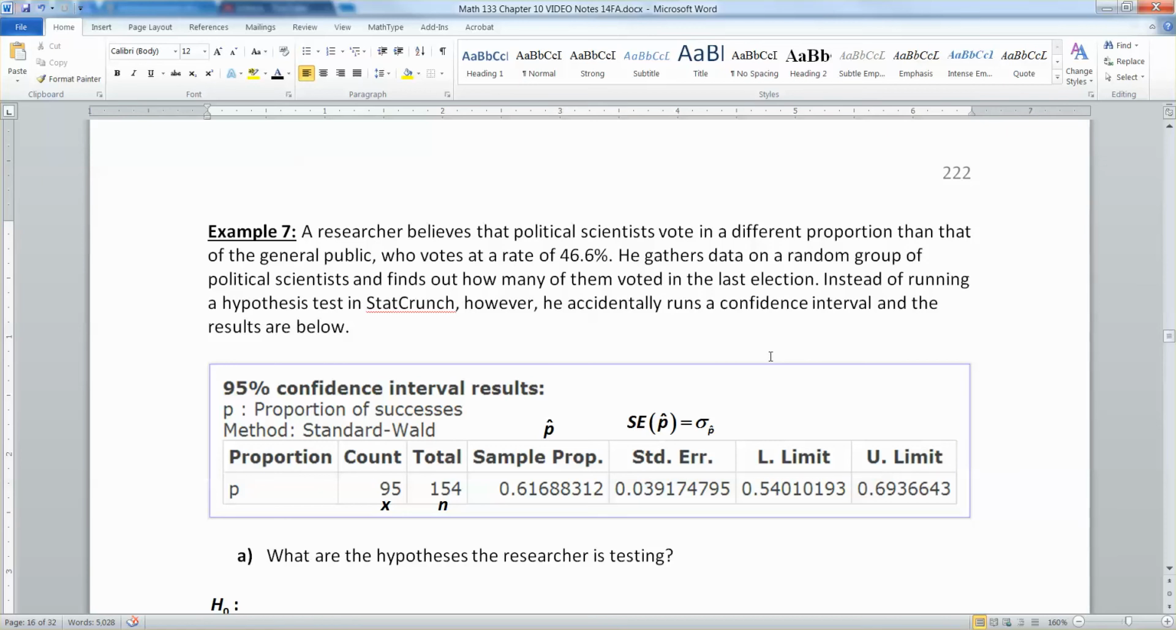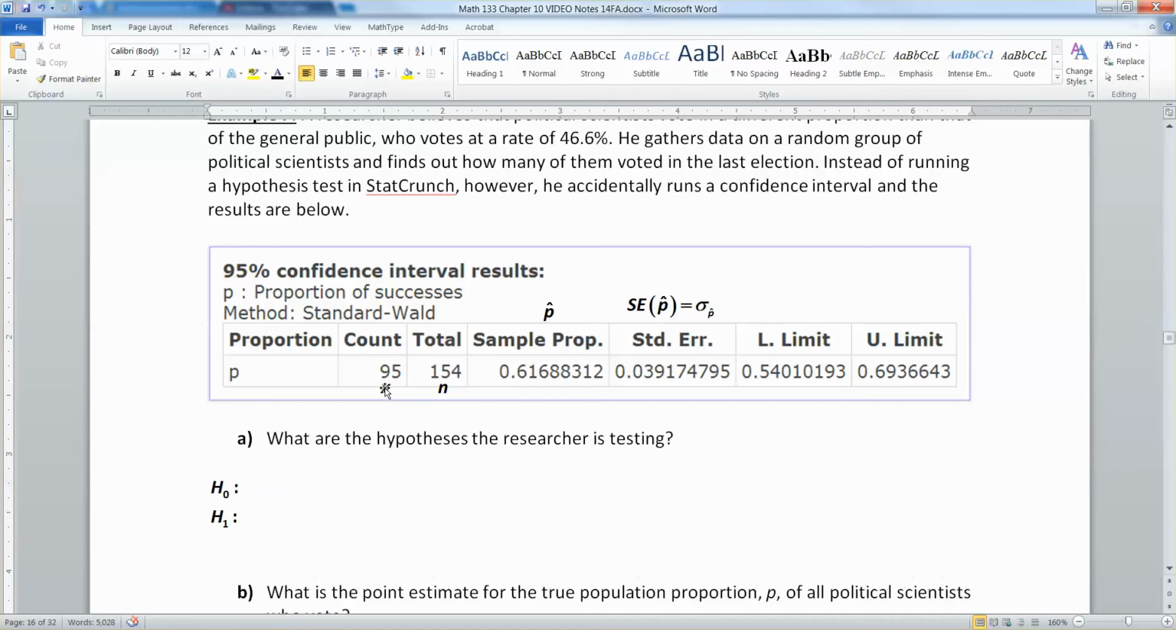All right, so we have a 95% confidence interval here. And you can see I've labeled some of these things. So for example, this is X, this is N. So he sampled 154 political scientists altogether. 95 of them voted in the last election. The P hat is your sample proportion, which if I didn't give it to you, you could still find it because it's X over N. The standard error of P hat is 0.03917. Remember, that's that formula, big square root of P0, 1 minus P0, and so on. And then you have your lower limit and your upper limit.